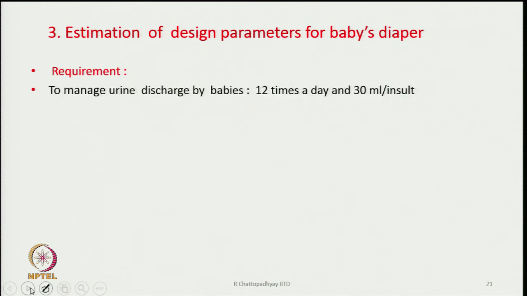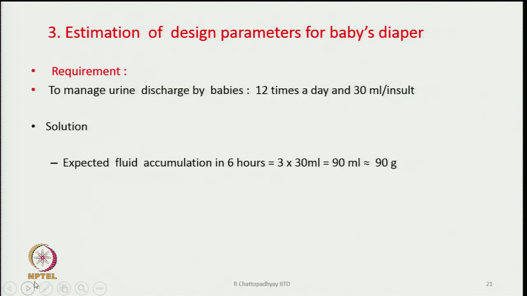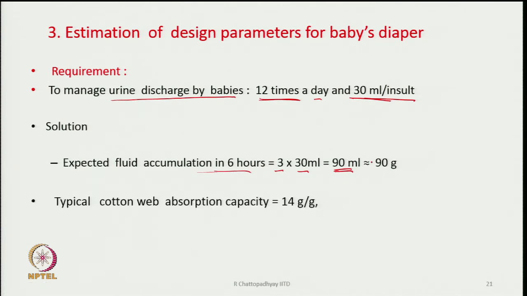Now, we are going to find out, for example, how much material is required for the absorbing core. Let us say we have to manage the urine discharge of a baby, typically 12 times a day and 30 milliliters per insult. So, the fluid accumulation in 6 hours is going to be 3 into 30, that is 90 ml or 90 gram. To absorb this 90 ml of liquid, assuming that the density of this liquid is 1, 90 ml basically means 90 gram.